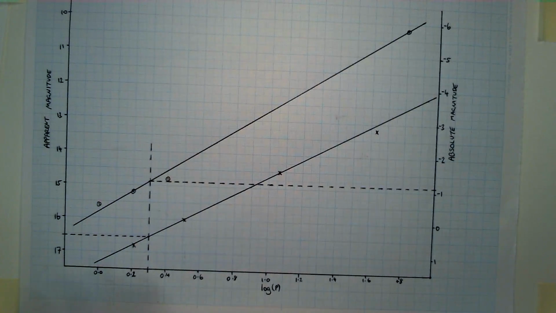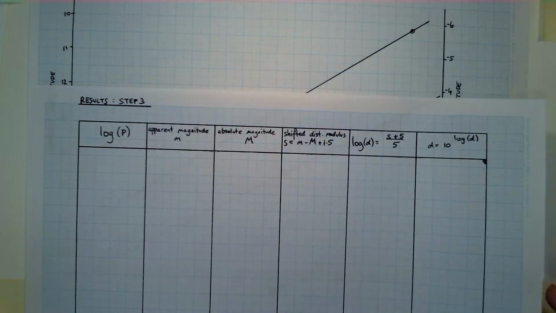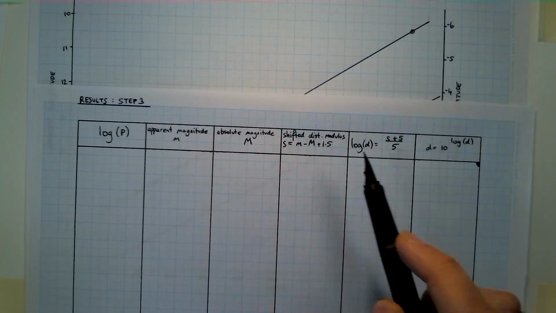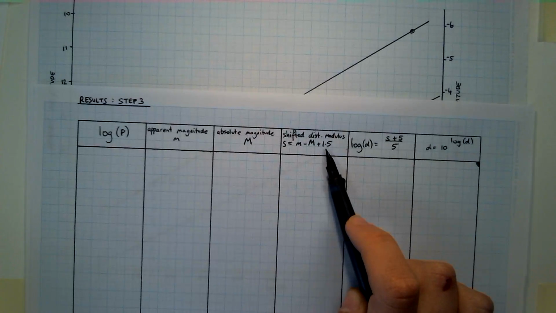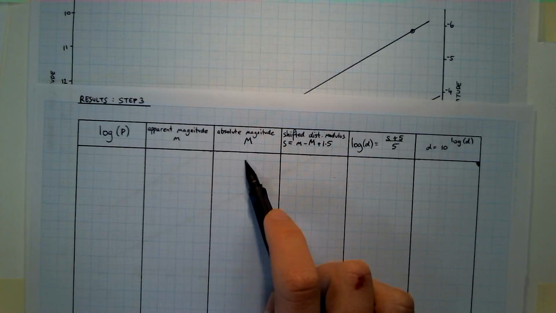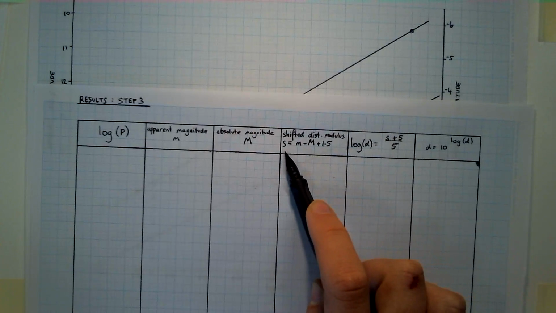In step 3, we're told that our calibration isn't quite right. So the calibration curve isn't quite right. We need to shift the distance modulus by a small amount, by 1.5. Now we don't need to plot anything more here, but I would draw up a new table of results where I have log p, apparent magnitude, absolute magnitude, and then this, the shifted distance modulus. This is where I've worked out the distance modulus by subtracting big M from little m, and then adding 1.5 to it. And I've called that sum S.